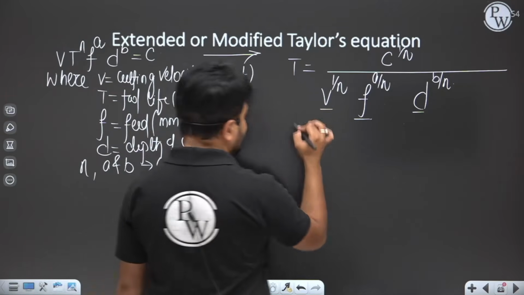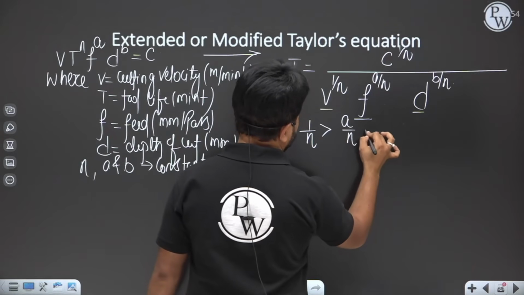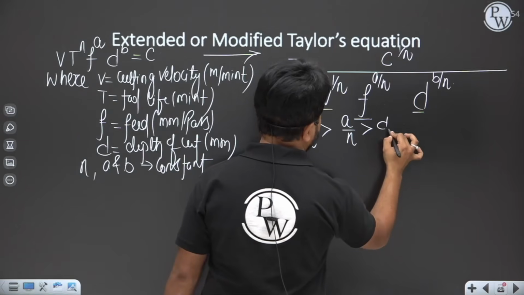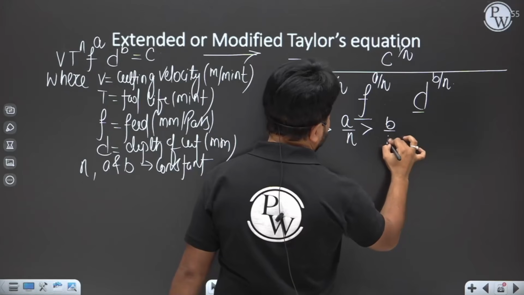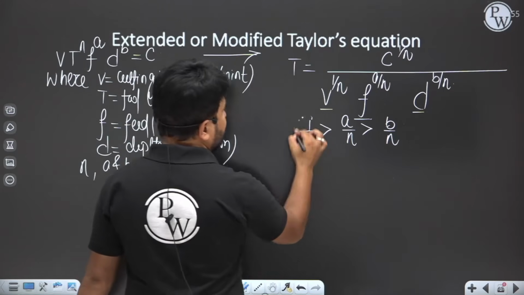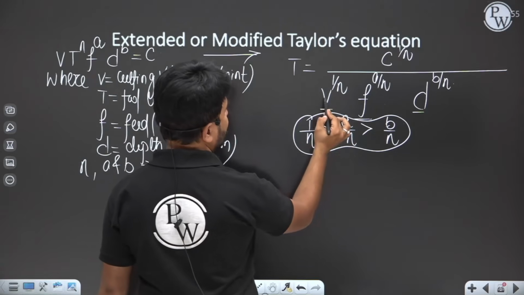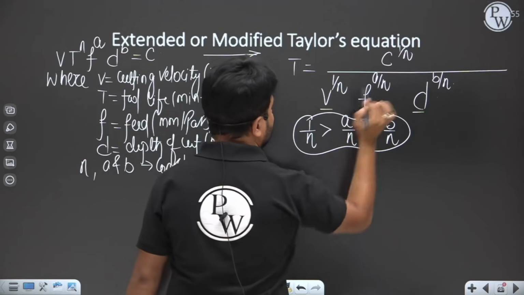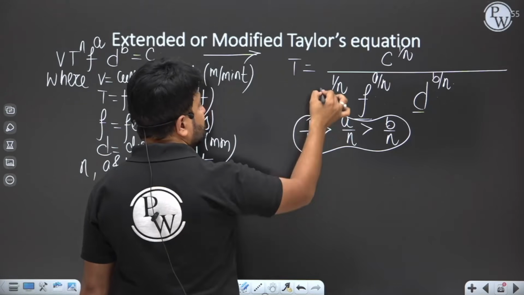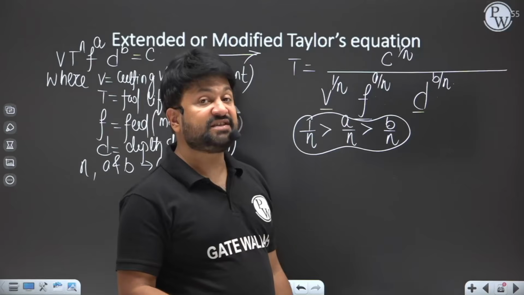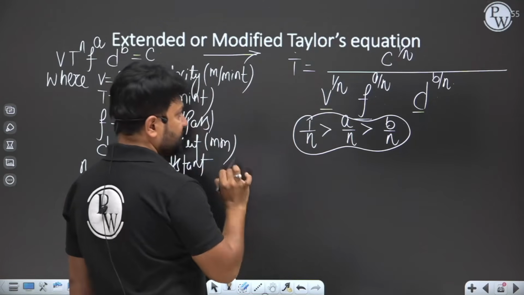Experimentally, it was found that 1 by n is greater than a by n, and a by n is greater than b by n. This is the power of velocity, feed and depth of cut. It means the power of velocity is more, so there will be more change in velocity. If there is more change in velocity, then there will be more change in tool life.